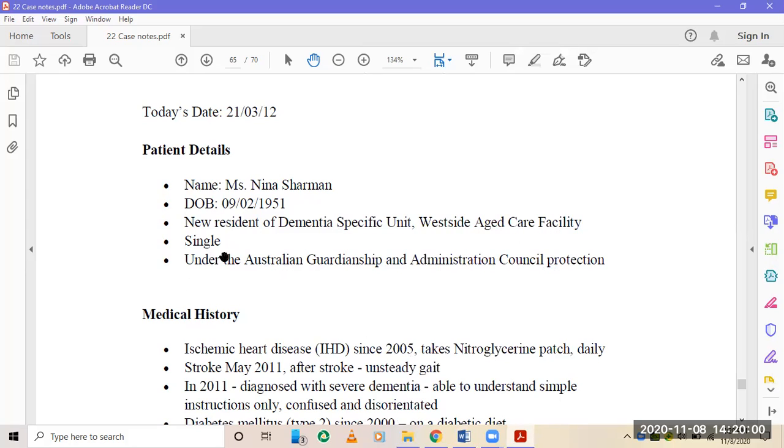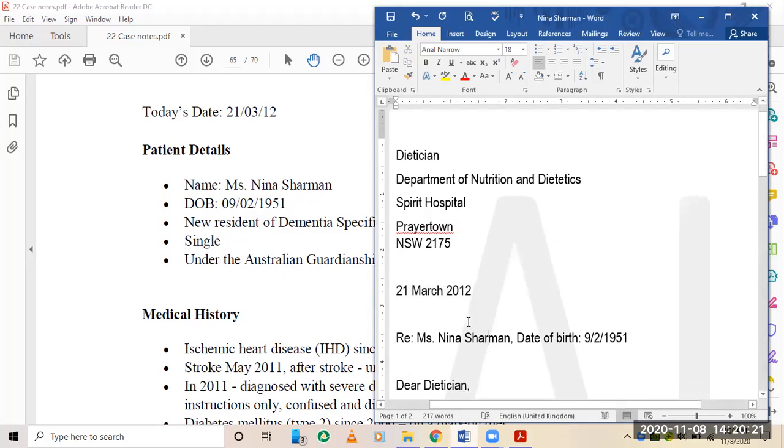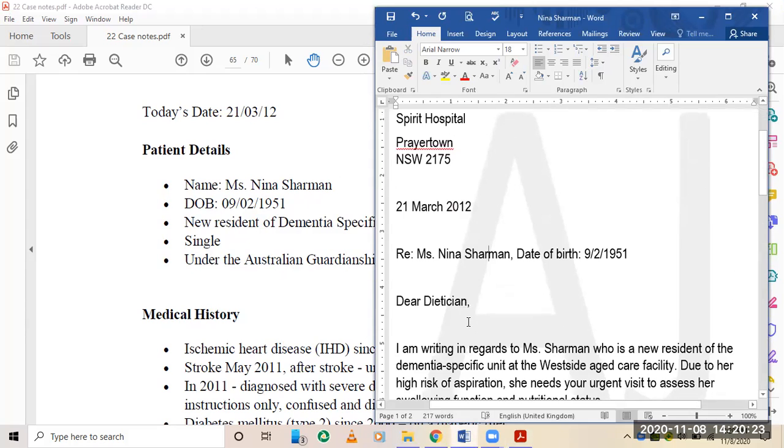She is single, that is not such important, or that's not at all important, but yes, the name, date of birth, and the dementia specific unit, those kind of things are important. So you'll see regarding or remarks, Miss Nina Sharman, comma, date of birth, 9/12/1951.